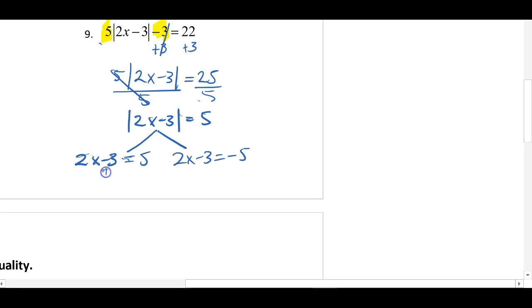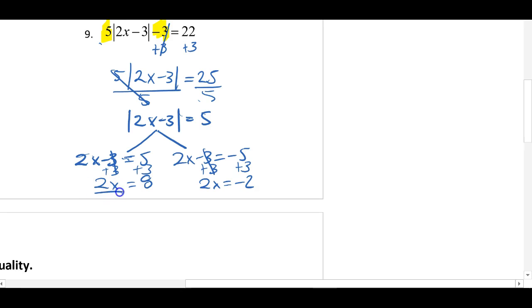So now, to solve this, I'm going to add 3 to both sides to get rid of the 3 from that side with x, because remember, we want to get x alone, and the first step to get x alone would be to get rid of this 3. So now I have 2x is equal to 5 plus 3, which is 8, and then 2x equal to negative 5 plus 3, which should give us negative 2.